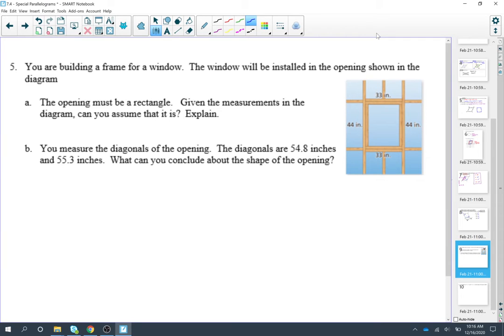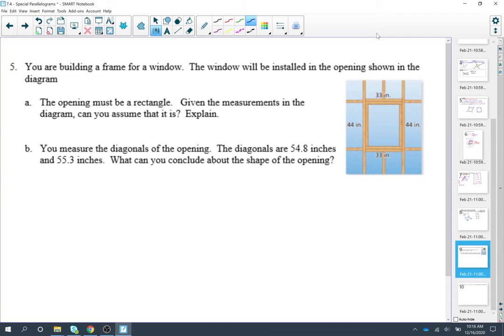Example 5. You are building a frame for a window. The window will be installed in the opening shown in the diagram. The opening must be a rectangle. Given the measurements in the diagram, can you assume that this is a rectangle?